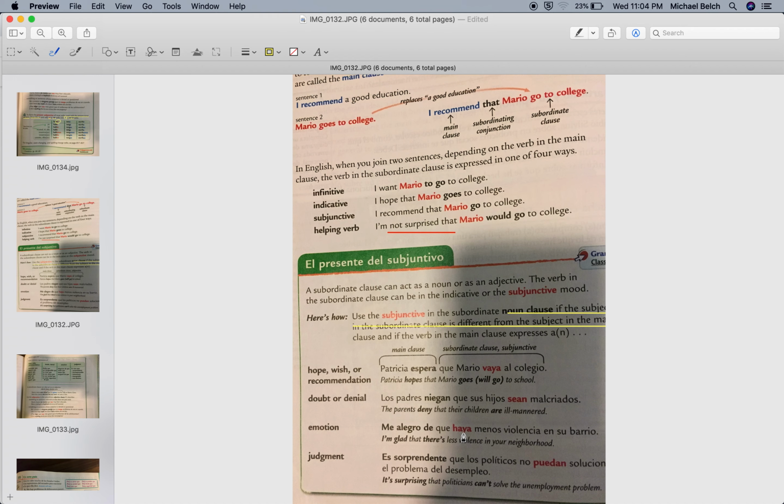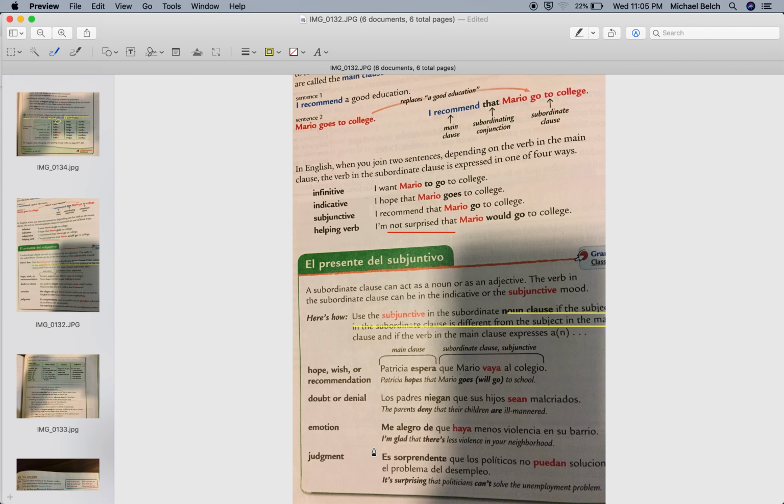Just for a million extra bonus points, what are the two subjects? What's the subject in the main clause and what's the subject in the subordinate or secondary clause? All right, hopefully you got it. In the main clause, it's yo, because me. Here, what is it? Well, our clue is in the verb, haya. This is conjugated for él, ella, usted, and it's referring to violencia. Me alegro de que haya menos violencia. Less violence. Okay, so that is the subject in the subordinate clause.